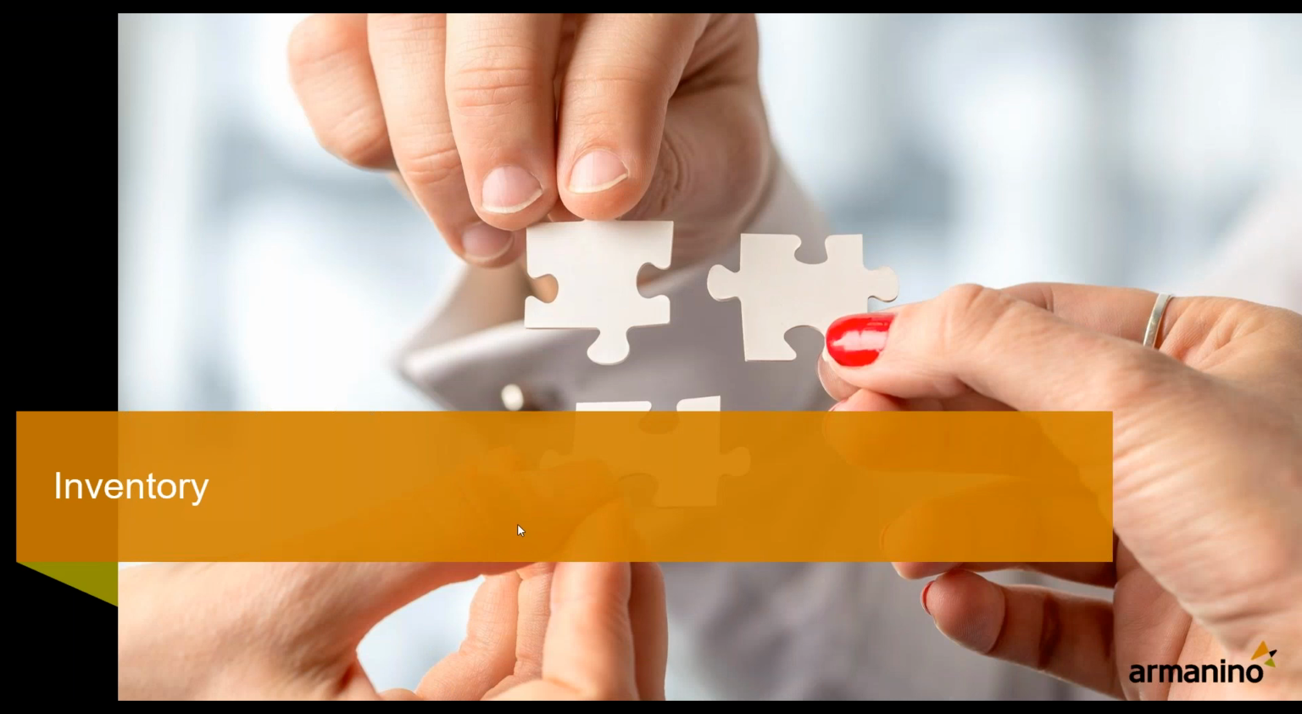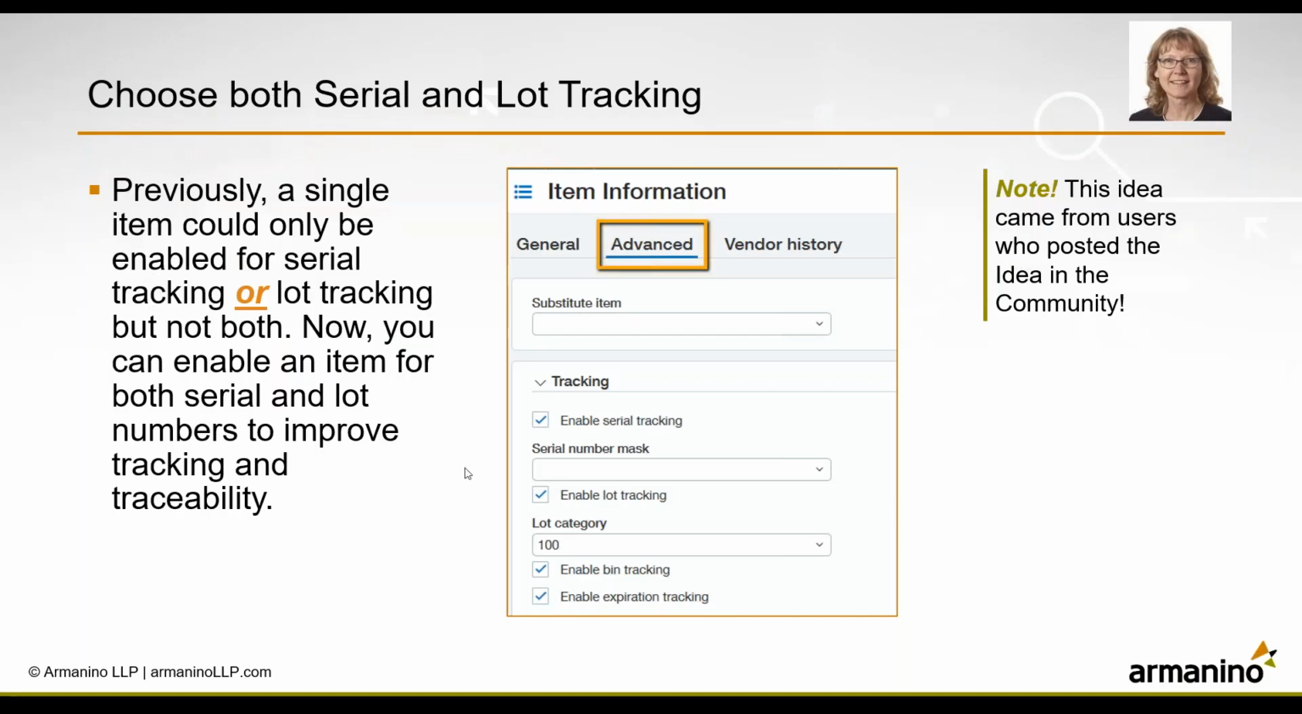Thank you. Great. And Irene, I'll pass it to you for inventory. All right, inventory. So enhancements in inventory, you can now choose both serial and lot tracking on items. So if you're using the inventory module, you can see there on the advanced tab of the item button, we now have the ability down there to choose both. In the past, you had to choose one or the other, but now you can actually choose both as needed.